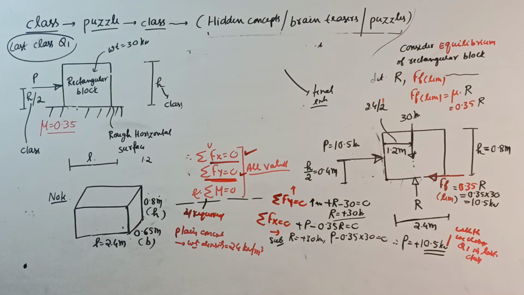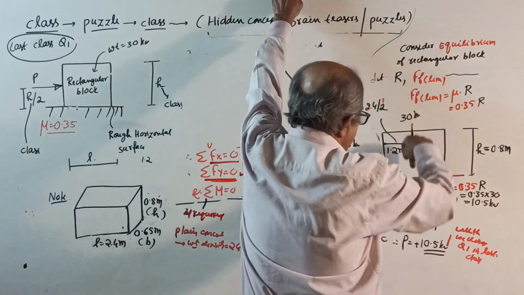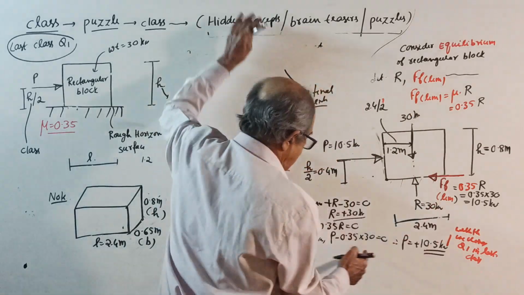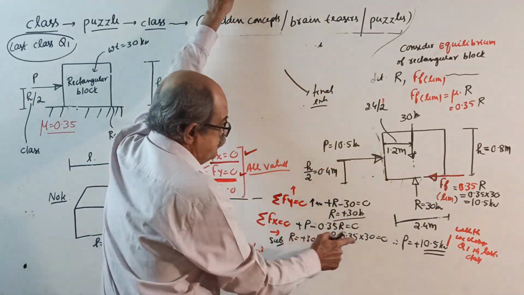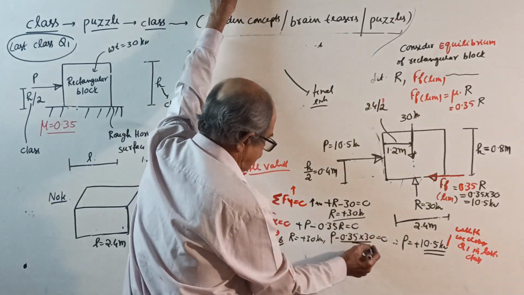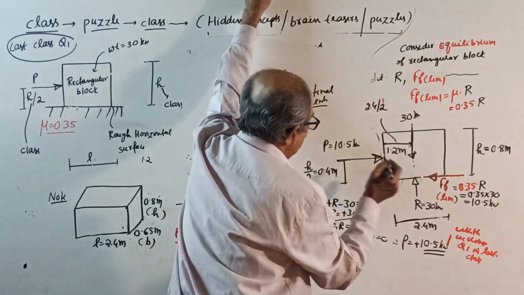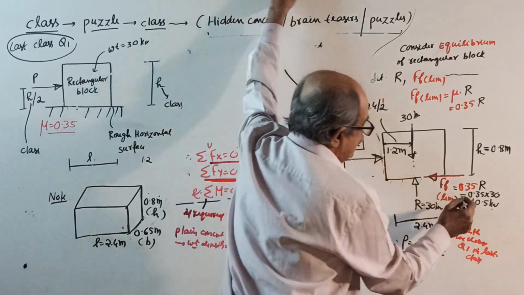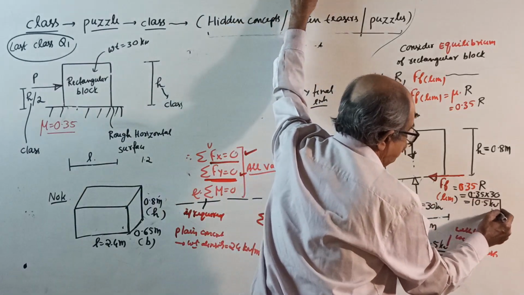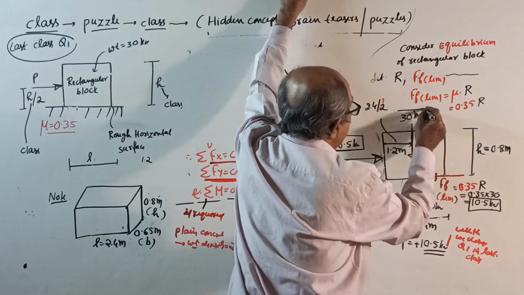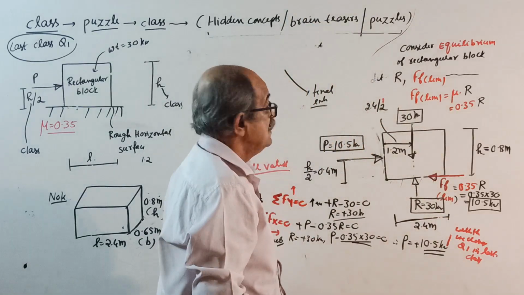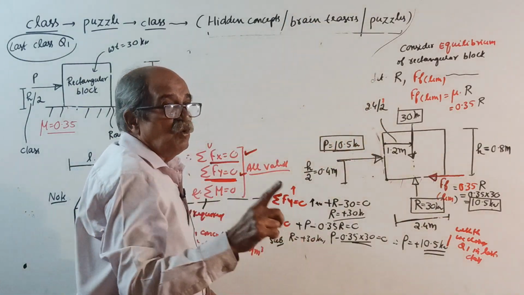Okay, correct. Once you got all the answers, you enter all the answers. R is 30 kilonewton. Solution: R equal to 30, and P equal to 0.35 into 30, that is mu R, which is 10.5. So, 10.5 kilonewton is the horizontal force here, 30 kilonewton is the vertical force, and 30 kilonewton is the reaction.